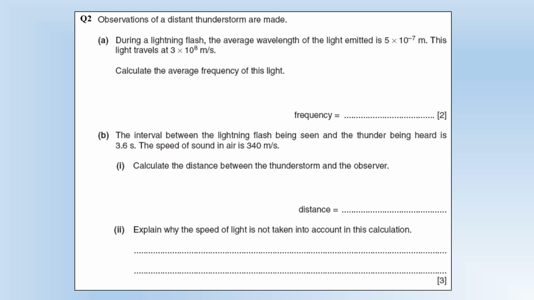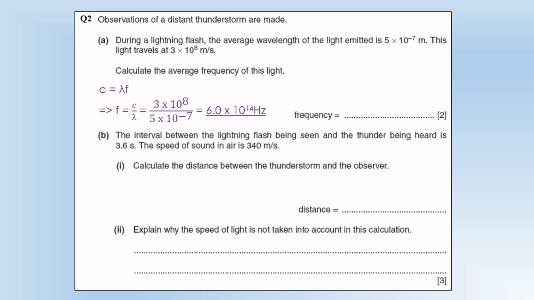Okay, so observations of a distant thunderstorm are made. During a lightning flash, the average wavelength of the light emitted is 5 times 10 to the minus 7 meters. This light travels at 3 times 10 to the 8 meters per second. Calculate the average frequency of this light. So we're just going to use the wave equation. We're going to rearrange that to make frequency the subject, plug the numbers in, and we get the frequency 6 times 10 to the 14 hertz.